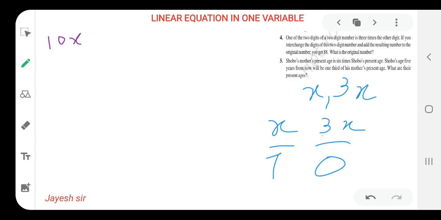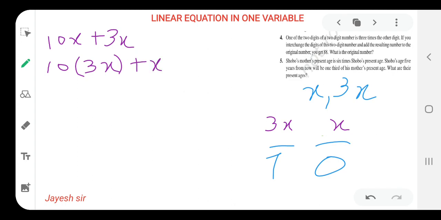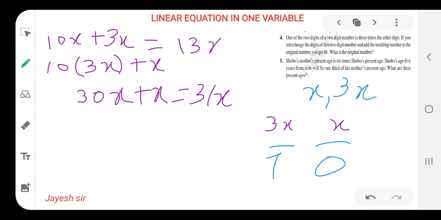So it will become 10x plus 3x. This is our first equation. Now after interchanging the digits, it will become 3x over here and x over here. So let's do 10 multiplied by 3x, plus x. So it will become 30x plus x. That means the total is 31x, and here the total is 13x.